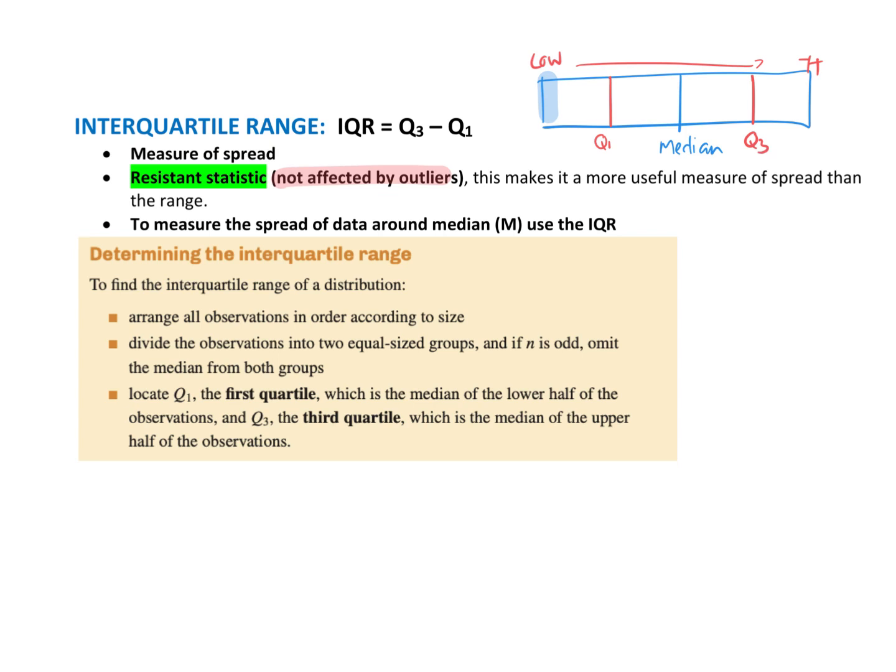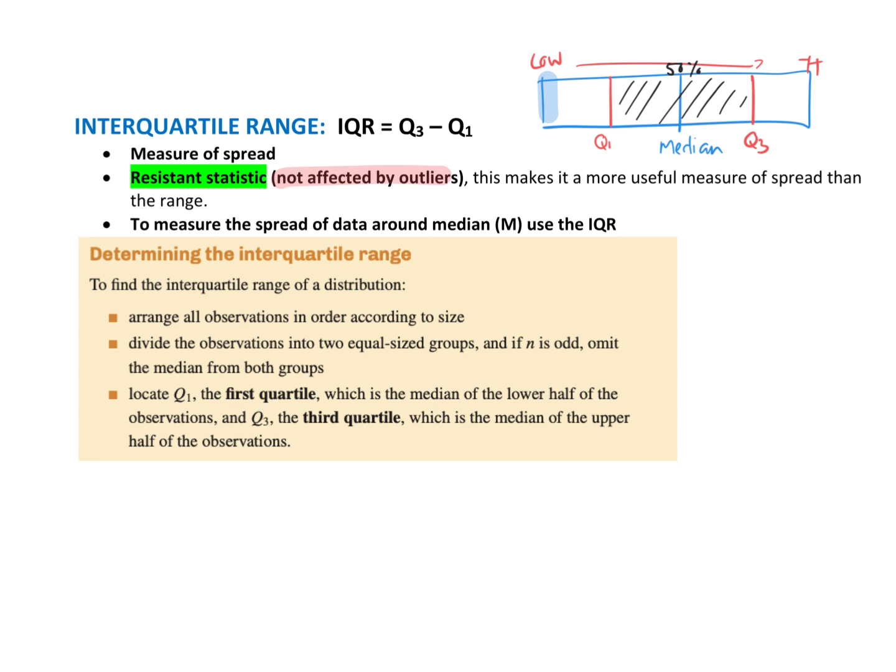So the interquartile range is Q3 minus Q1, and what it does is it tells us the range of the data in here, which is actually going to be 50% of the data. So when we have 50%, we say it's the majority. So we're going to say the majority lies between here and here, because that's the IQR.